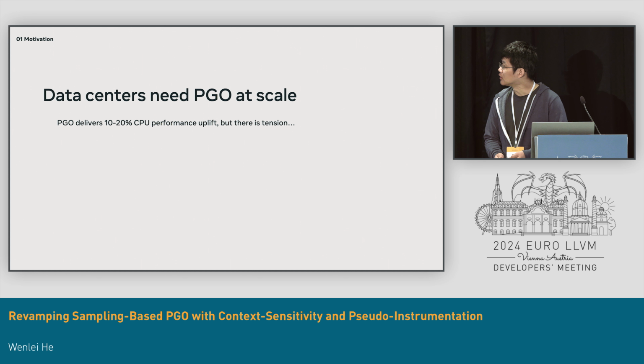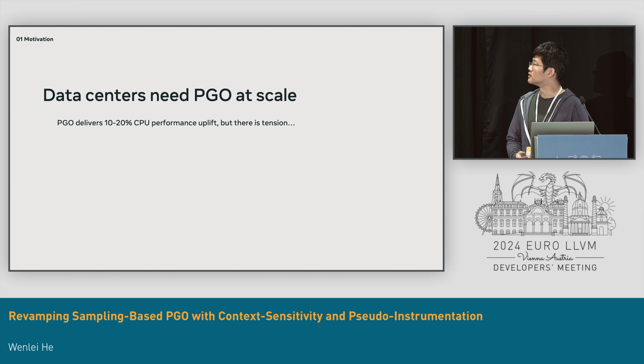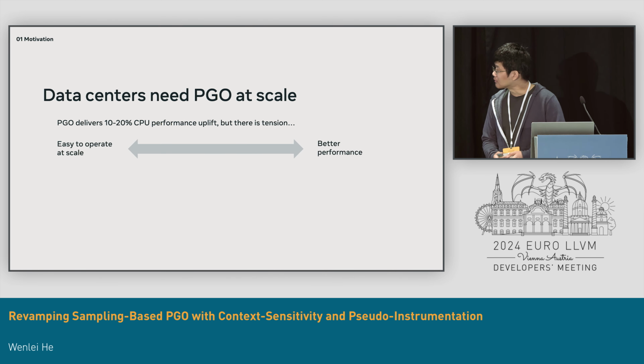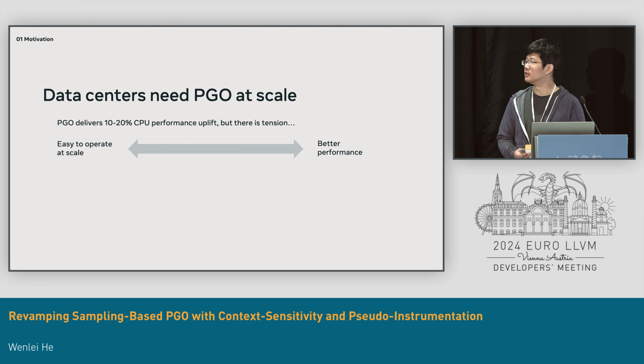Okay, so PGO today often delivers double-digit percent CPU performance improvement for applications. Combined with the sheer size of data centers, that makes it a really attractive tool for optimizing data center workloads. However, we got a problem. We have a tension between the operational overhead at scale and the best peak performance.